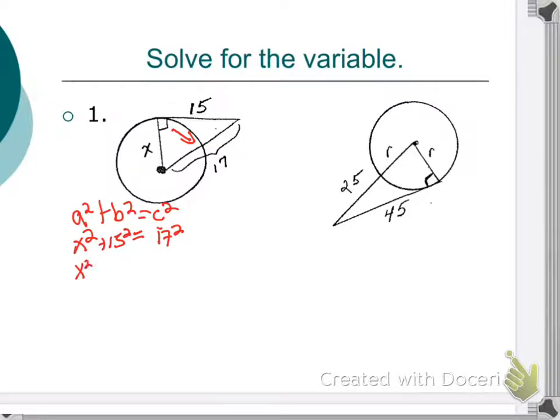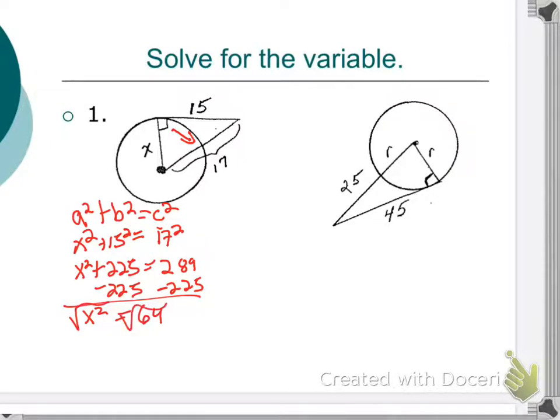Okay, so we have x squared plus 15 squared, which is 225, equals, I've got to put in that 17 squared again, 289. We're going to subtract over that 225. X squared equals 64. To get that x by itself, we're going to square root both sides. So when we square root both sides, we get x equals 8. So we know the radius here would be a length of 8.